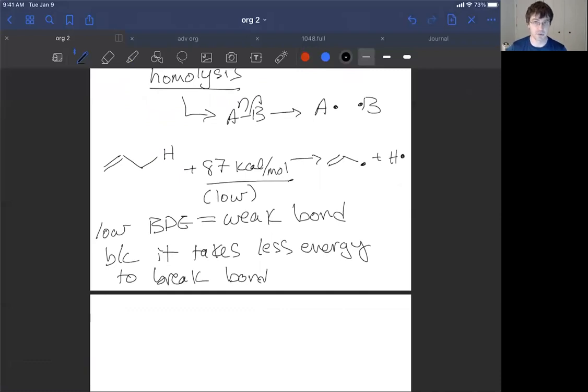But I haven't given you a reference point yet. You're just sort of taking my word for it. Right now, the 87 kcals per mole means nothing to you. So let's get some reference in there. Unless you're familiar with all these BDEs, then it means everything to you. Okay, anyway, you probably don't.